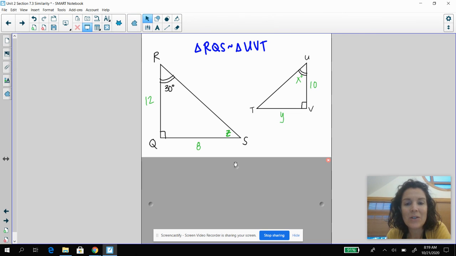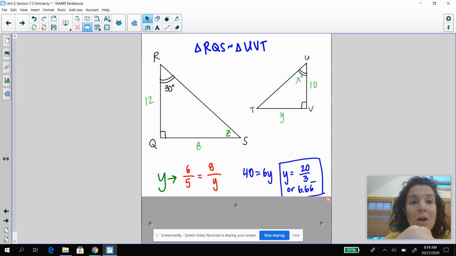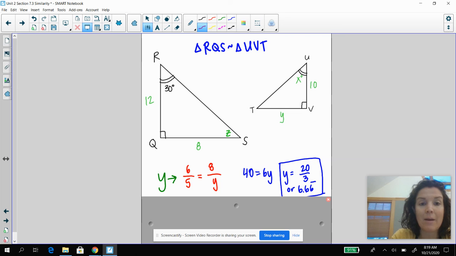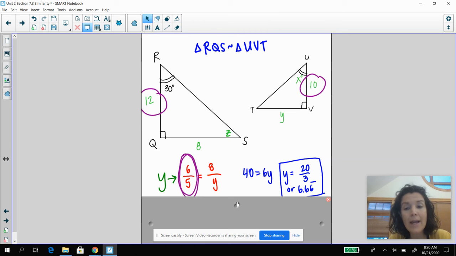Okay, we're back. So hopefully solving for Y first. So I just solved for the missing side length. I found out first my scale factor. So my scale factor is determined by finding my sides that match up. So 12 over 10. So 12 over 10 simplifies to 6 over 5. There's my scale factor. And then you just set up a proportion. And so then we know that that equals 8 over y. And so then y is going to be 20 over 3, or 6.66.